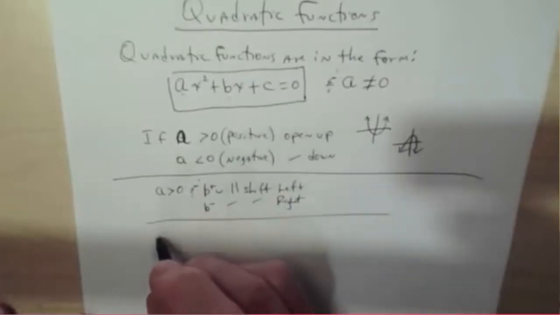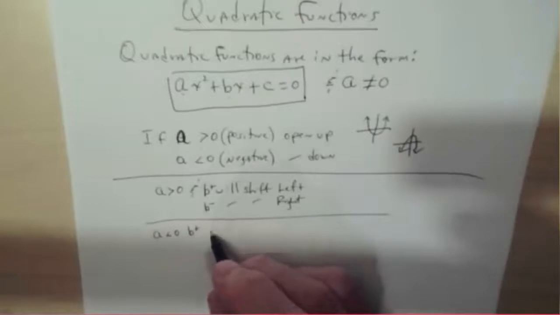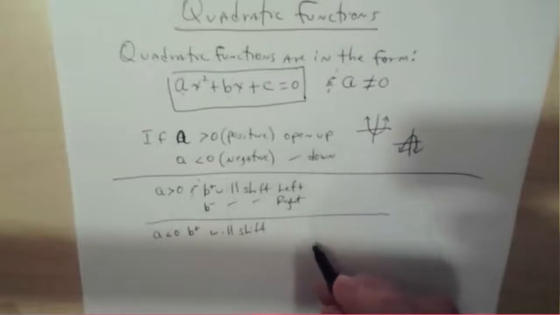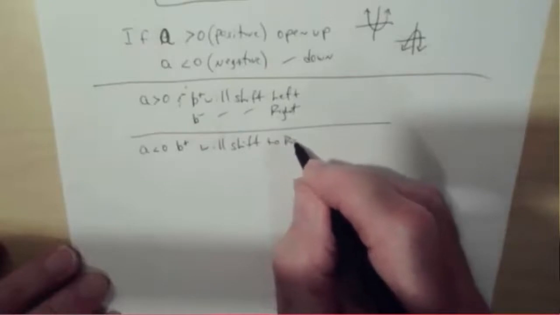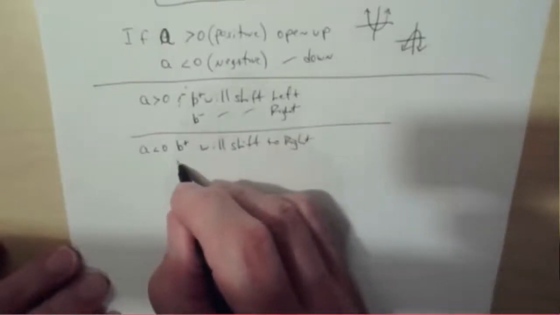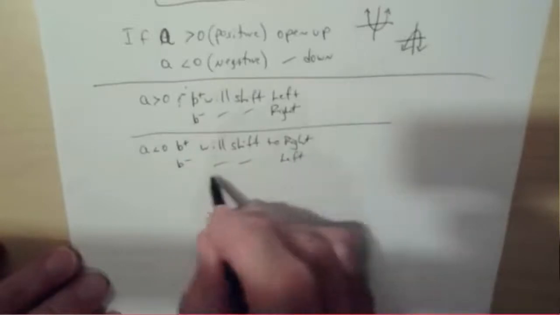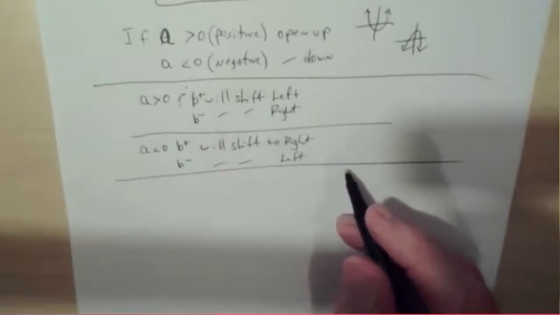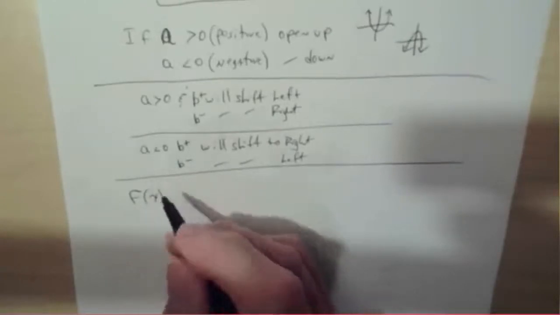And if a is less than 0, in other words, negative, and b, this will shift the parabola to the right. And if b is negative, it'll shift it to the left. Okay? Okay.